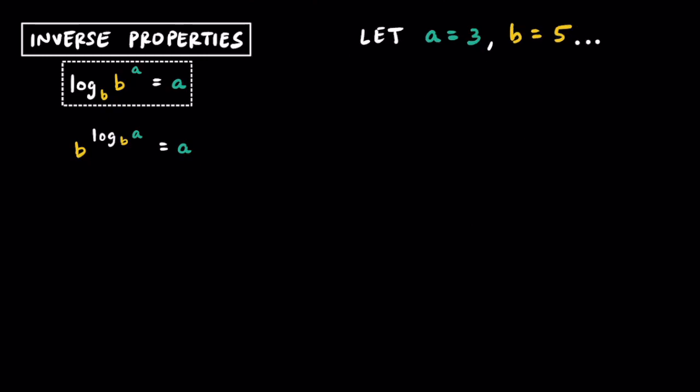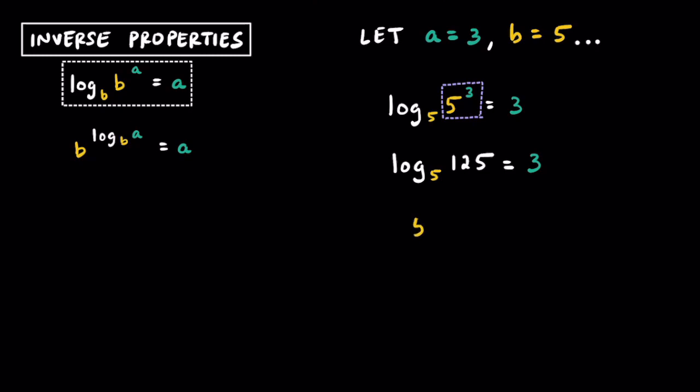And for good measure, let me show you one more example where a is equal to 3 and b is equal to 5. Given that we have log base 5 of 5 to the third power is equal to 3, let's see how this makes sense. 5 to the third power, or 5 cubed, is equal to 125, so we can write log base 5 of 125 is equal to 3. Since log base 5 of 125 just represents how many 5s multiply to get to 125, we can say 5 to the third power is equal to 125, which is also true.